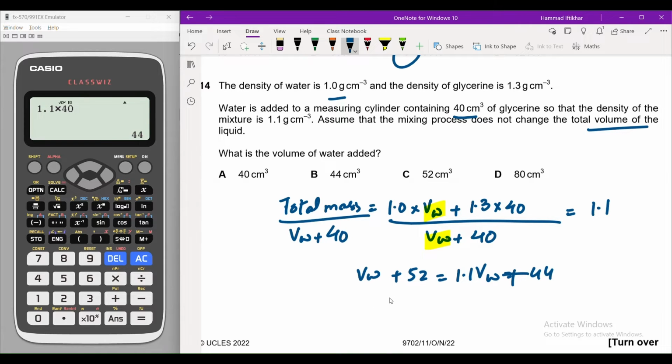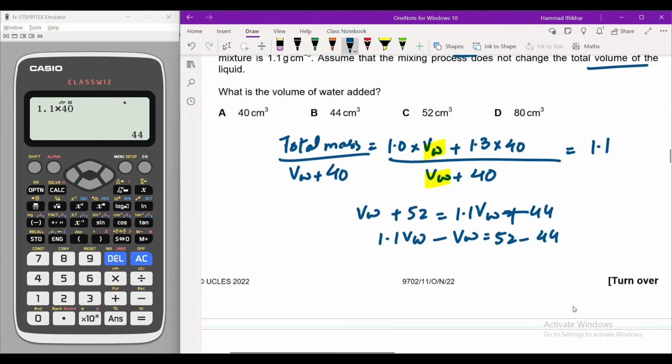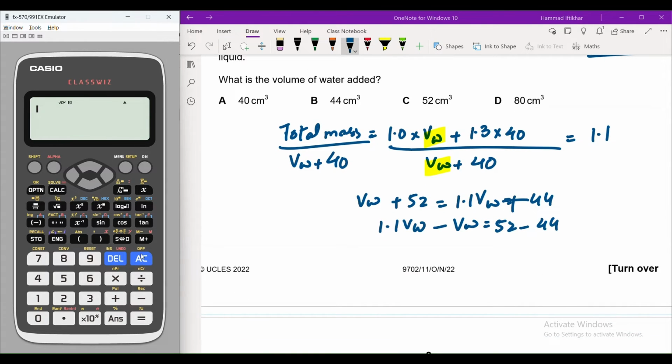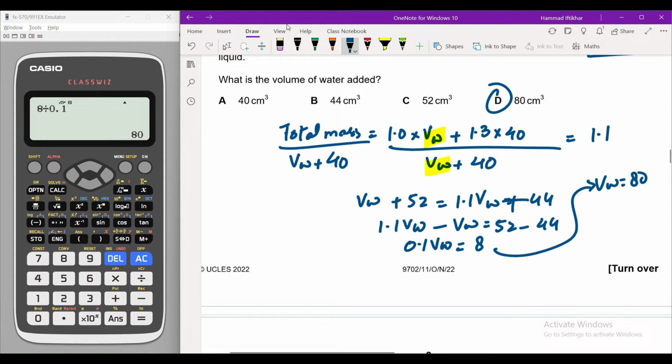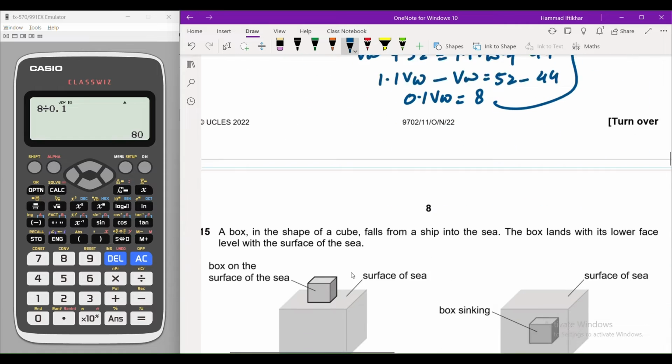So we take one thing on one side, so 1.1 V water, volume of water, 52 minus 44. So that means we have 0.1 VW equals 52 minus 44, that's 8. So 8 divided by 0.1, that is 80. Okay, all right, moving on.